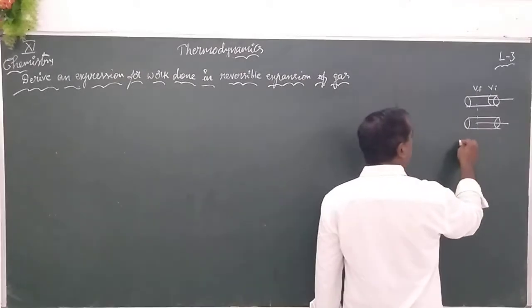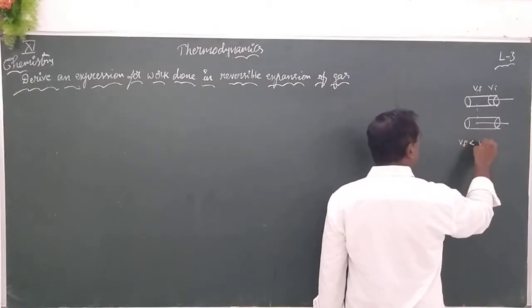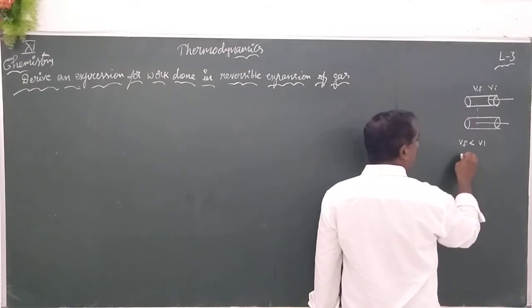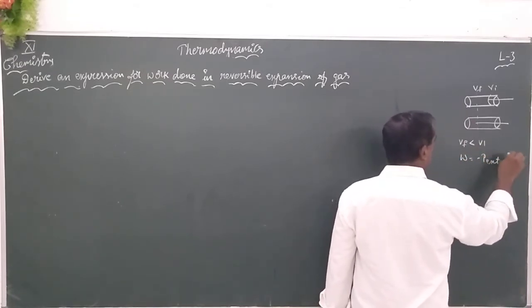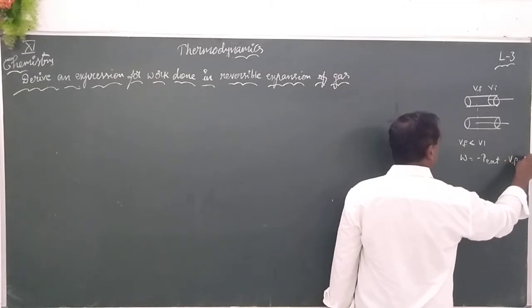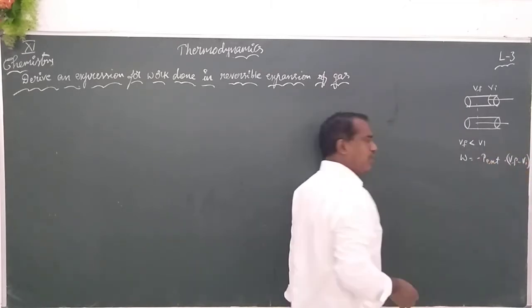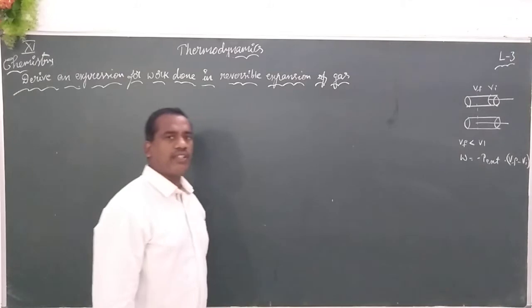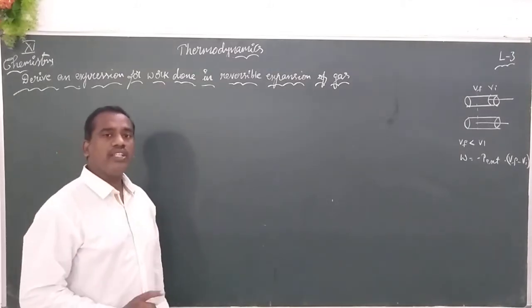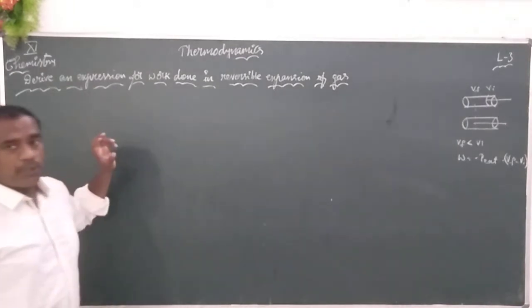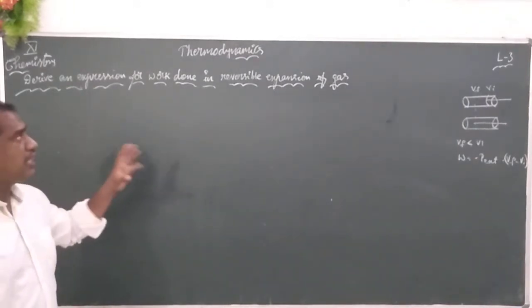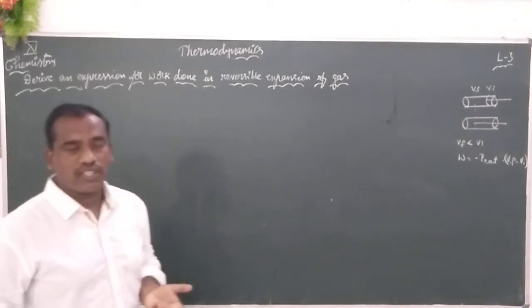And as the final volume is less than the initial volume, we got the work done as P external into V final minus V initial. This is the derivation that we had derived in the last session. But now, in this session, we are going to derive an expression for work done in a reversible expansion of the gas.